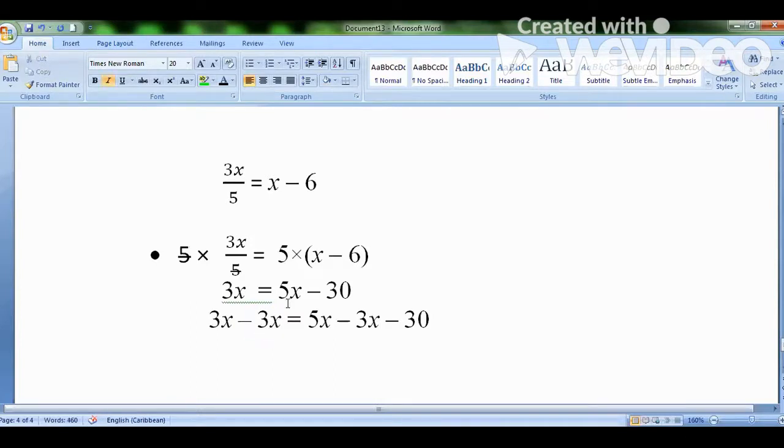So it means I need to put this negative 30 on the left. So I need to get rid of this negative 30. How do I get rid of negative 30? Yeah, add 30. But if I add it to the right, you have to add it to the left.